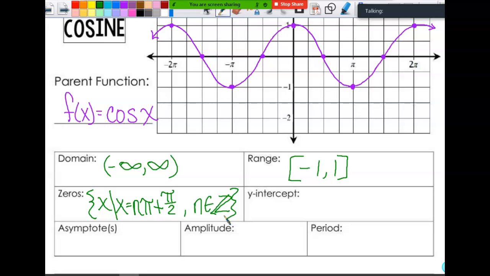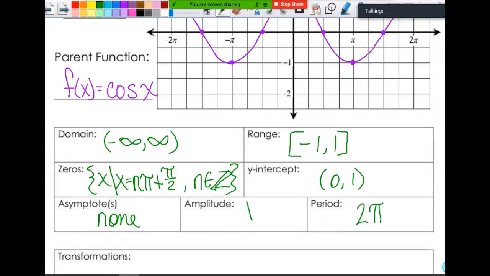Okay. What's our y-intercept here? 0, 1. Asymptotes, we still don't have any. Amplitude for the parent function is 1, and the period is still 2 pi. Okay.